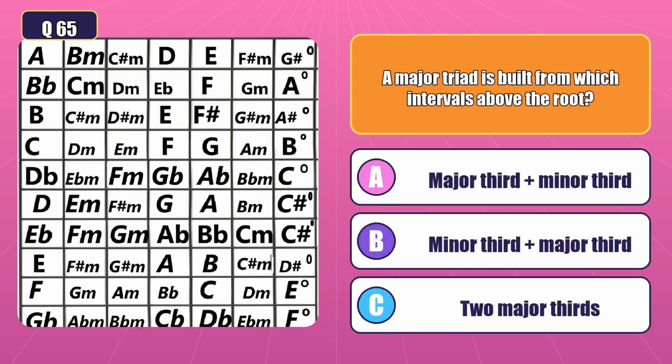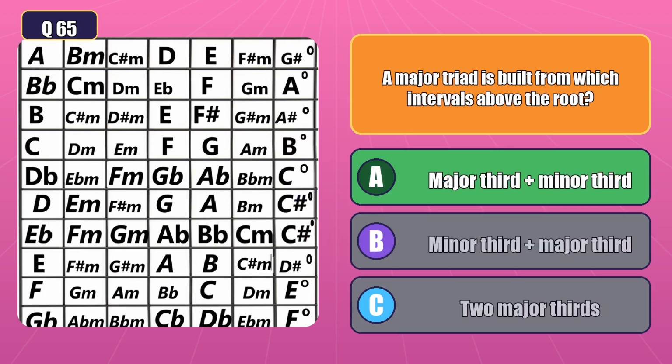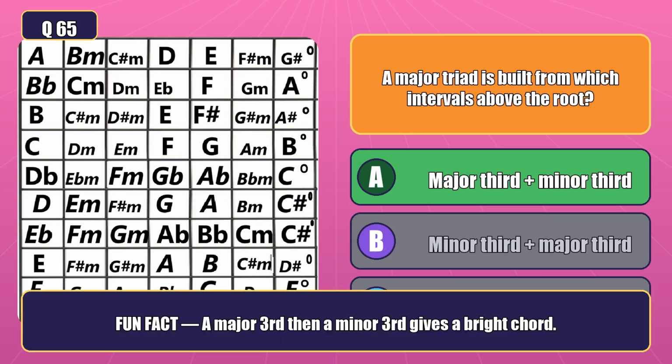Question number 65. A major triad is built from which intervals above the root? The answer is major third plus minor third. Fun fact, a major third then a minor third gives a bright chord.